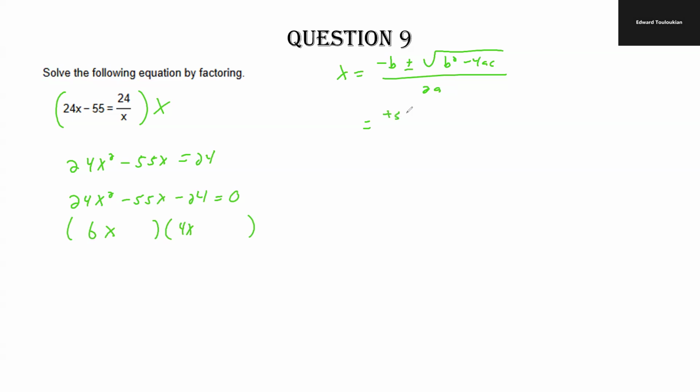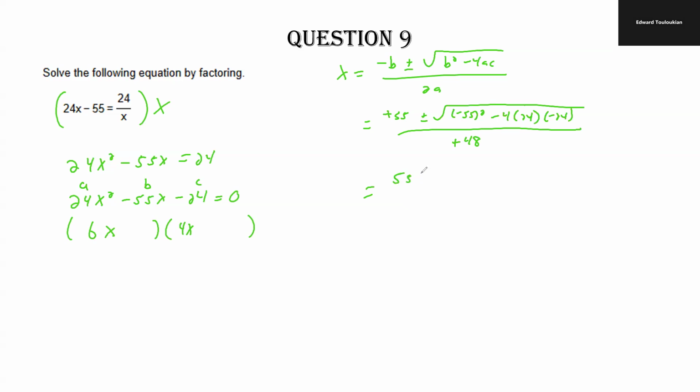Okay, so negative 55 is positive 55. So this is A, this is B, this is C. Plus or minus the square root of negative 55 squared minus 4 times 24 times negative 24, all divided by 2 times A, which is 2 times 24. This will be 48.